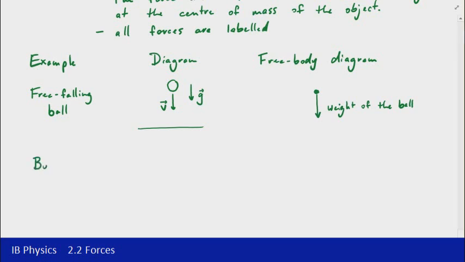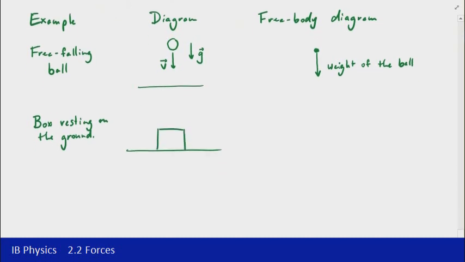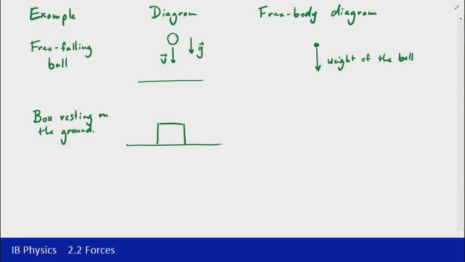Second one will be a box resting on the ground, or a box stationary on the ground is another way you could think of it. So again, here's the ground, and here's a box that's sitting on it. Nothing is happening to it, so there's no velocity, there's no acceleration causing it to move in any direction. So fairly straightforward diagram in that case.